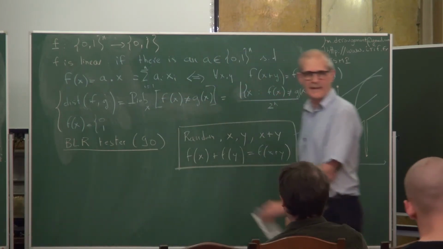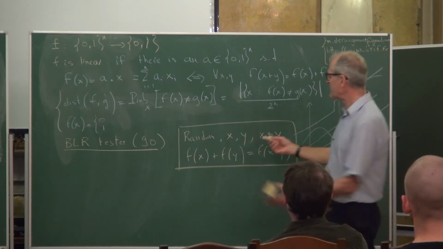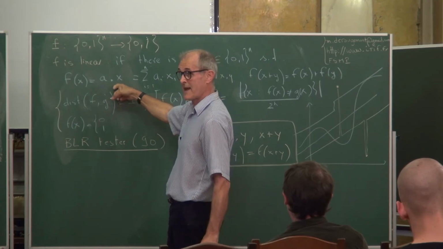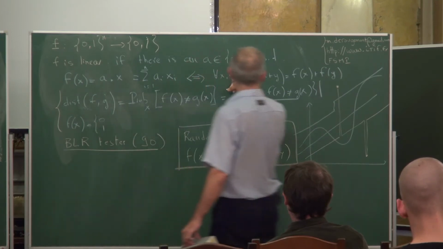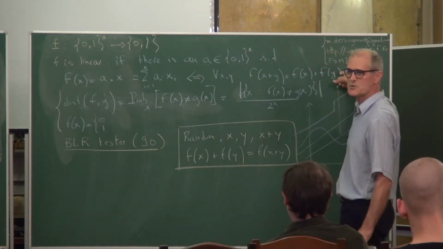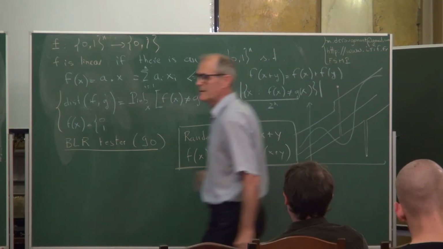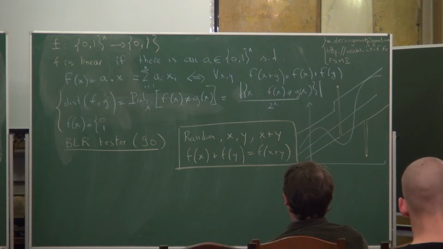If f is linear, it means that f of x is like a times x, and by what we saw, the test is true. So this will always be true, with probability 1. So I check this condition.